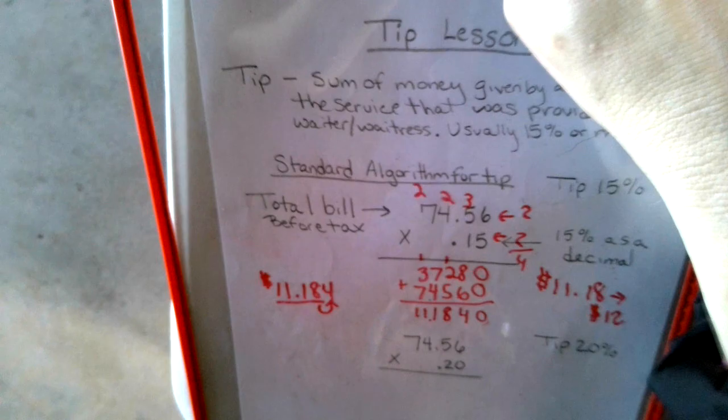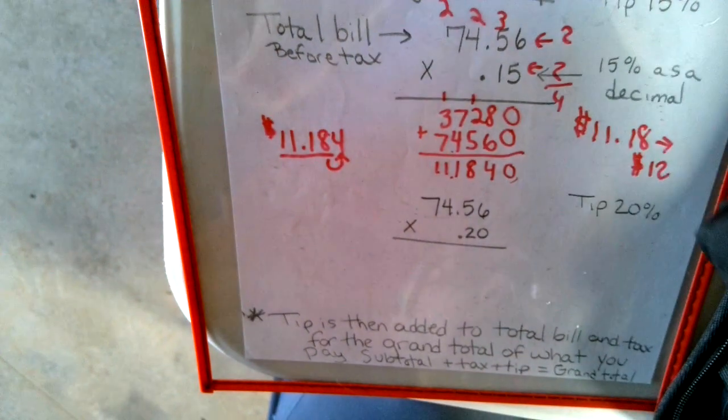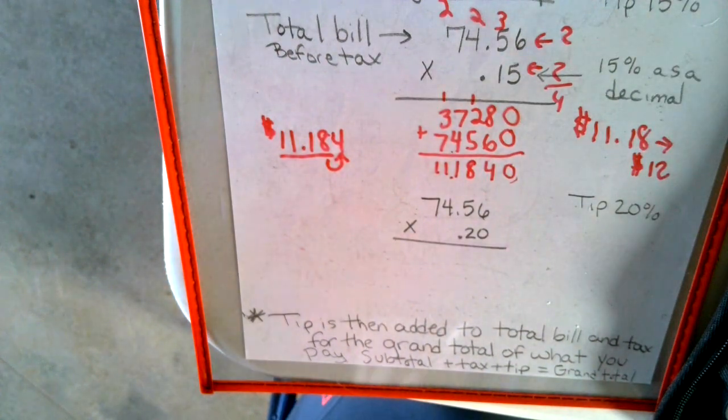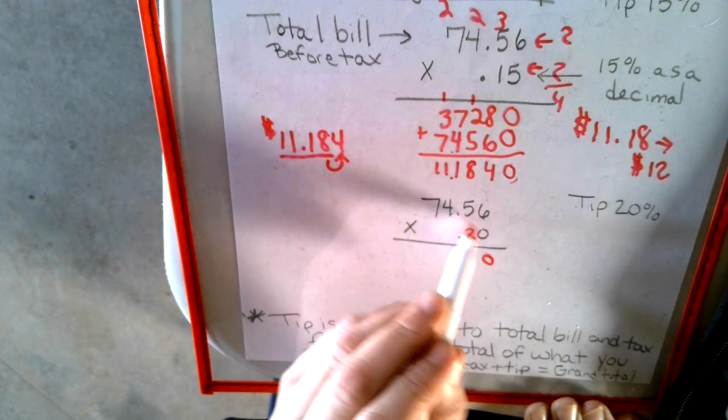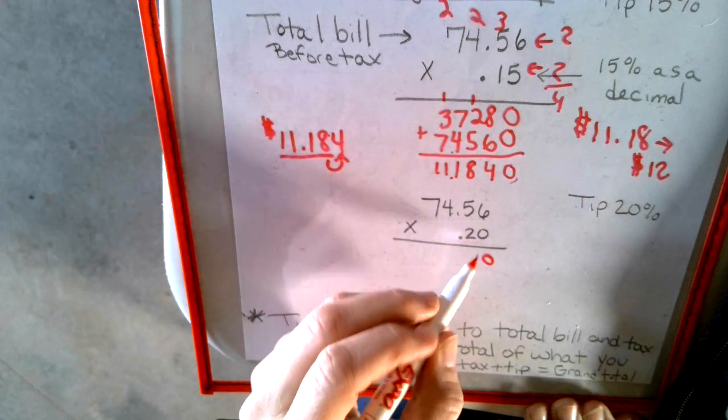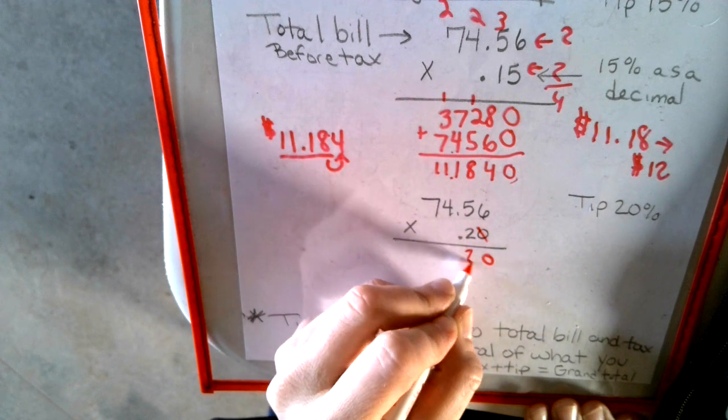Now, we're going to look at what 20% would look like, okay? So 20% would look very similar to this, okay? Now, let's see. Here we go. So we can put a 0 here because everything times that is zeros. So that allows us to go right here.